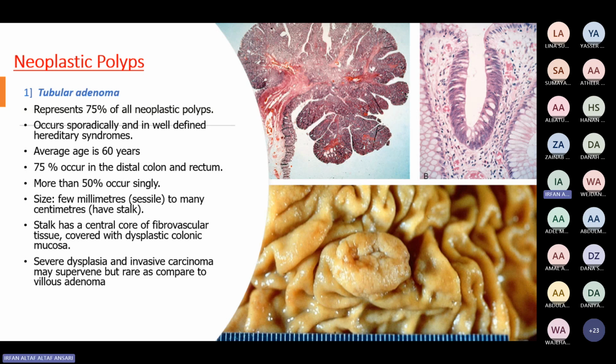And what is a stalk? Usually the stalk is the central fibrovascular core. Here you see the sessile polyp. You just see a protrusion without any stalk. In the histopathology, it is a tubular adenoma which is showing a stalk. It might show dysplasia from mild, moderate to severe, and it can turn into a malignant one, a carcinoma.